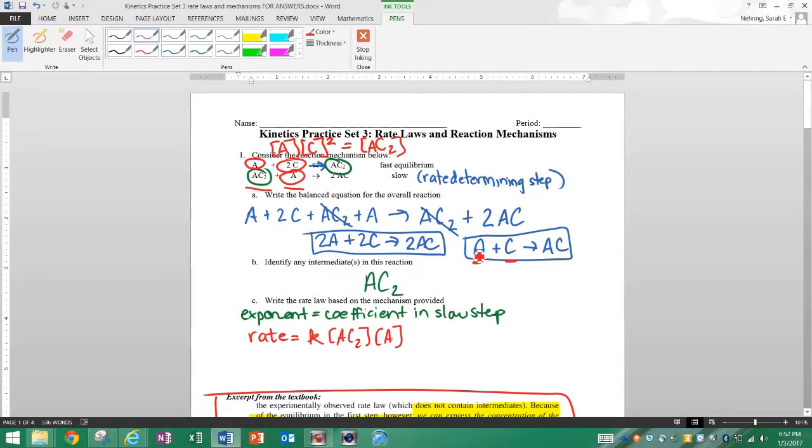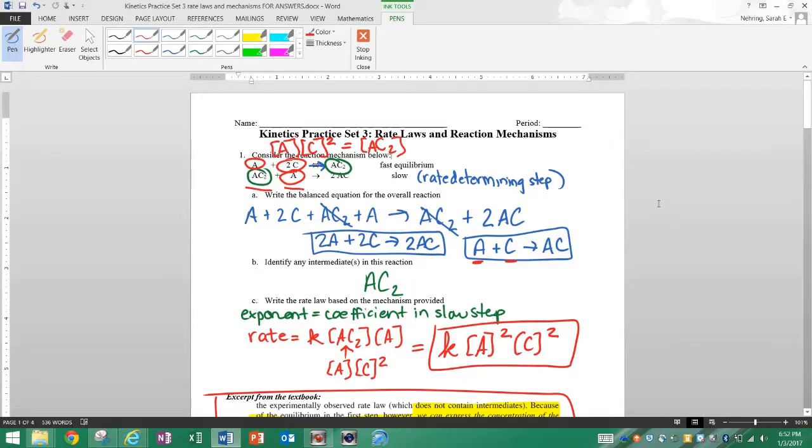So what we're going to do is wherever we see AC2, we're going to substitute in 1 A and 2 C's, which we could write as C squared. So that means overall, my rate law is k times A squared, because now I've got 2 A's, and C squared. So this is my rate law. Okay?